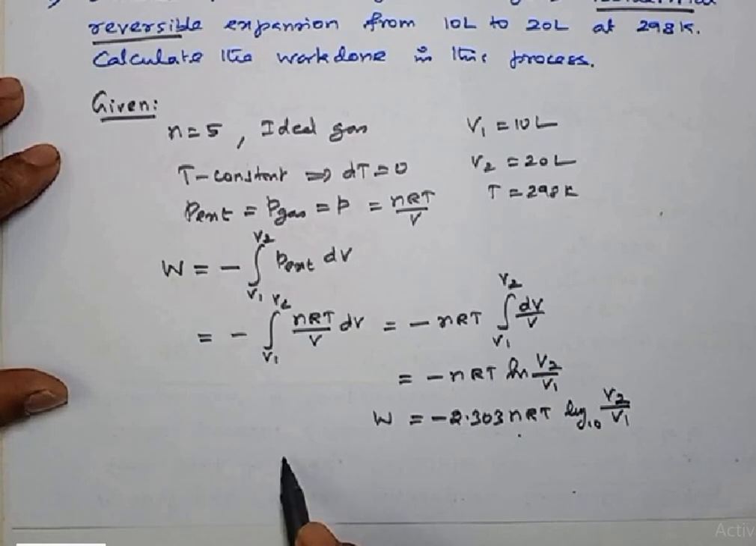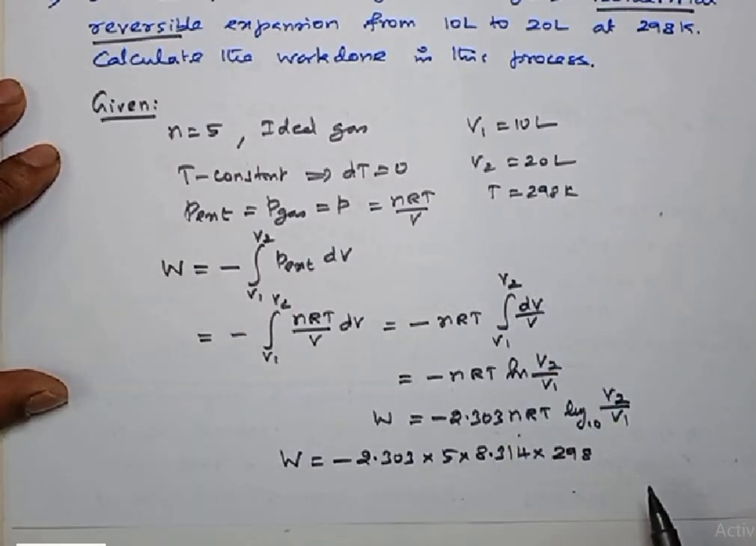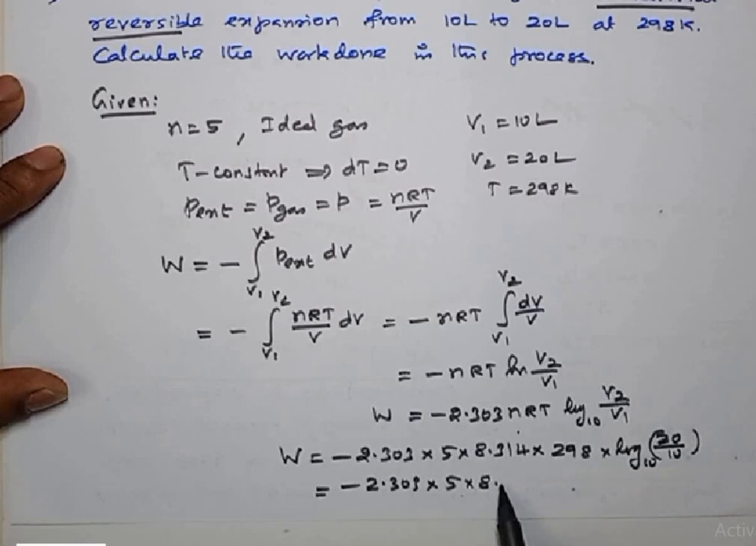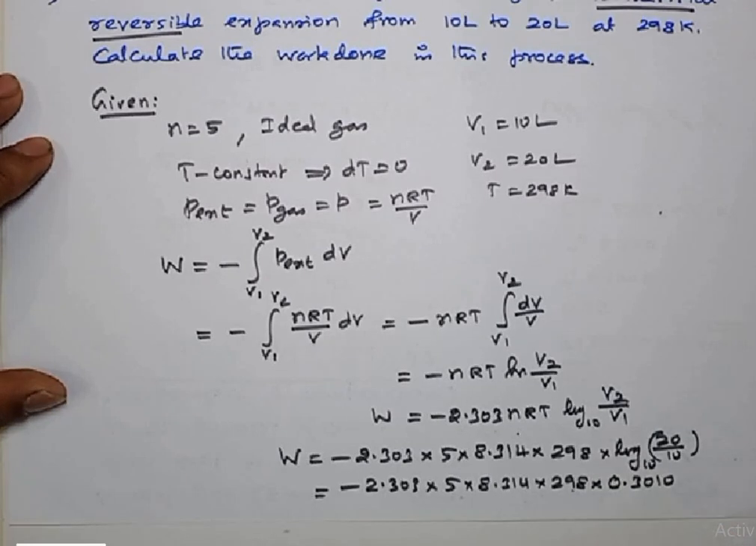Okay, it's very simple. So work done equal to minus 2.303, number of moles given is 5 mole, R value gas constant 8.314, temperature is 298 Kelvin, then log base 10, final volume is 20 liters, initial volume 10 liters. So this is log 2. Okay, so what we get is minus 2.303 into 5 into 8.314 into 298, and you will get log 2. The value of log 2 is 0.3010.